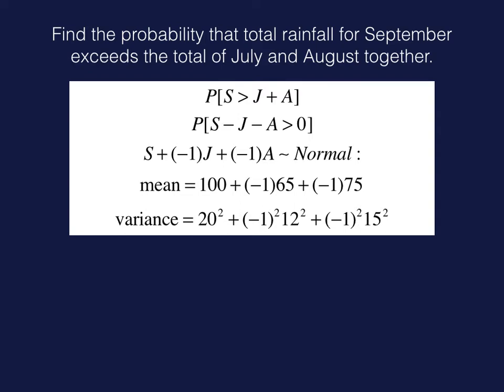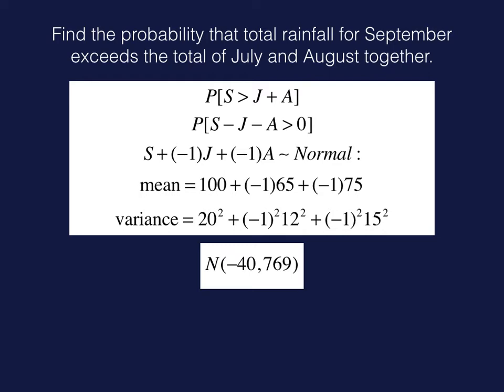And that's important because in the variance, I'm going to square the negative ones. So actually, I'm going to add the variances together. I'm not going to subtract the variances because those negative ones will be squared. Okay, so I have the same variance as before, but now the mean is negative 40.